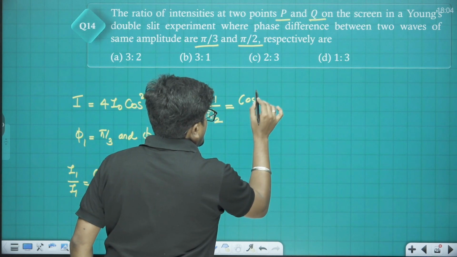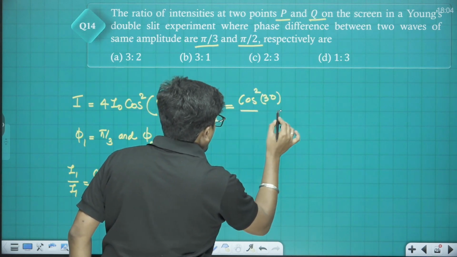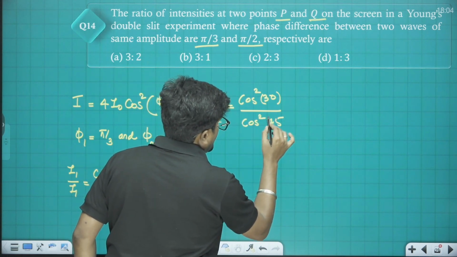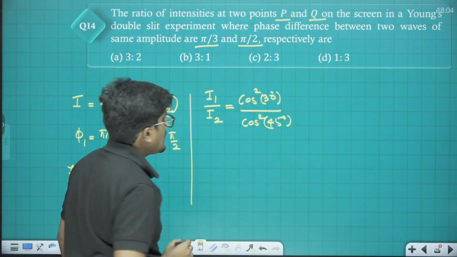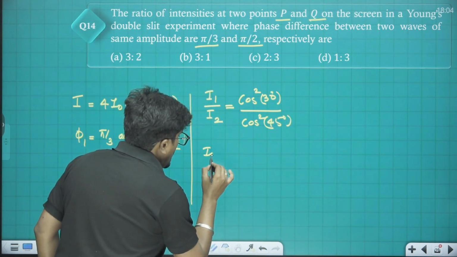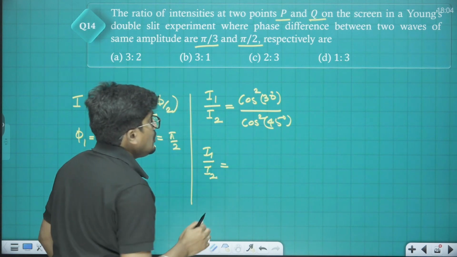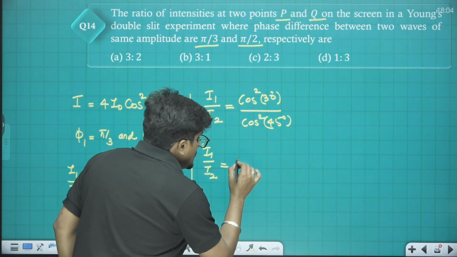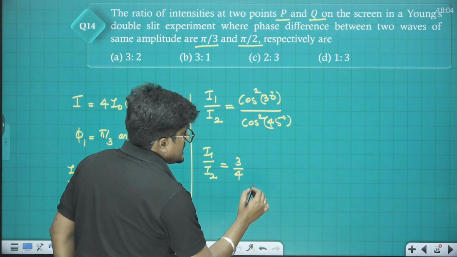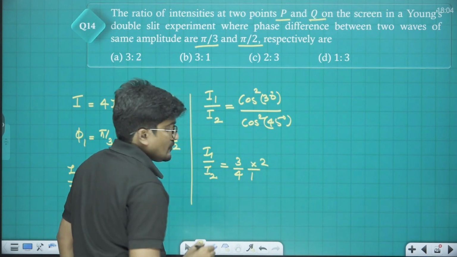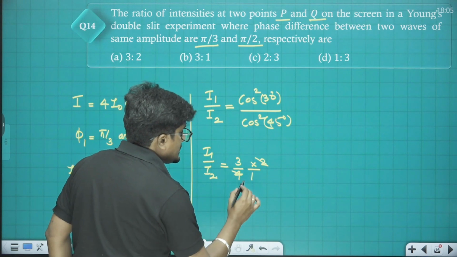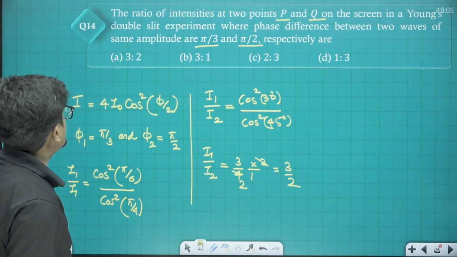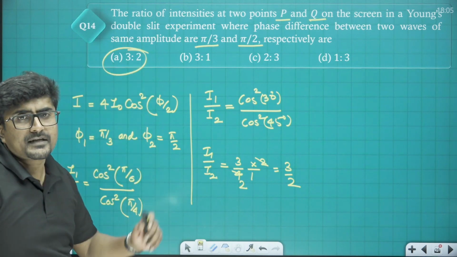So cos square 30 all divided by cos square 45 degree. So here I1 by I2 is cos square 30, and cos 30 is root 3 by 2, so cos square 30 is 3 by 4. All right, and here this is 1 by 2. So this one and this one will cancel each other, leaving 2 on the denominator. So finally it is 3 by 2. That means option A must be the correct answer in this case.